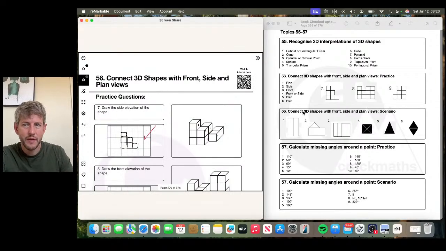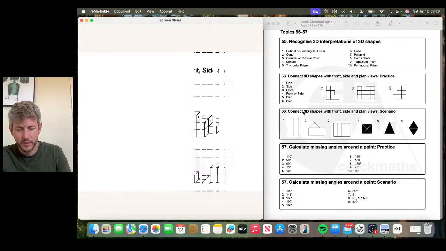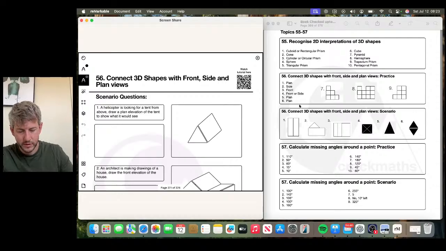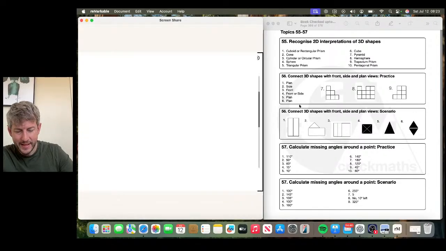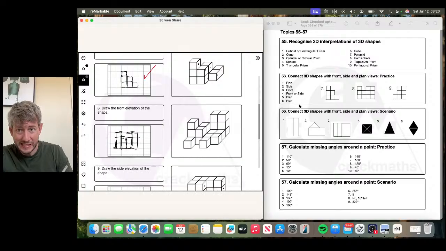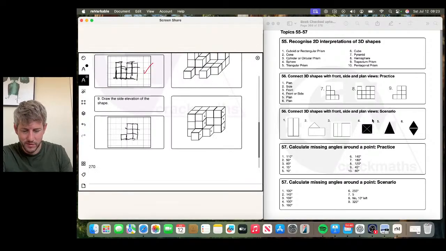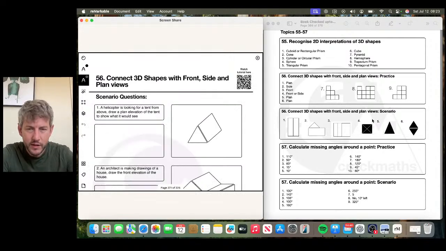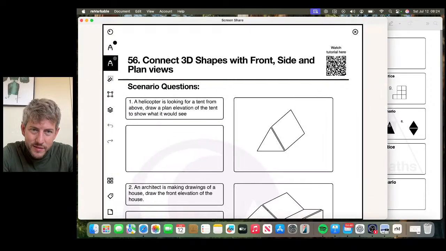Yeah, 7 is in agreement. 8 is in agreement as well, I believe. Yep. And 9 is also in agreement. Wonderful. Okay, right. On to the scenario questions for these ones. So here we go. These are a bit different. Don't look at the answers.